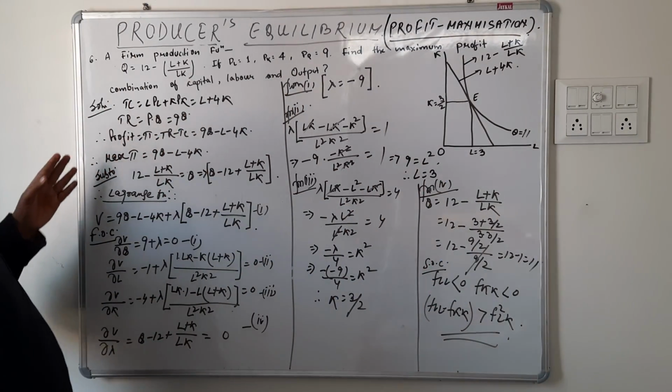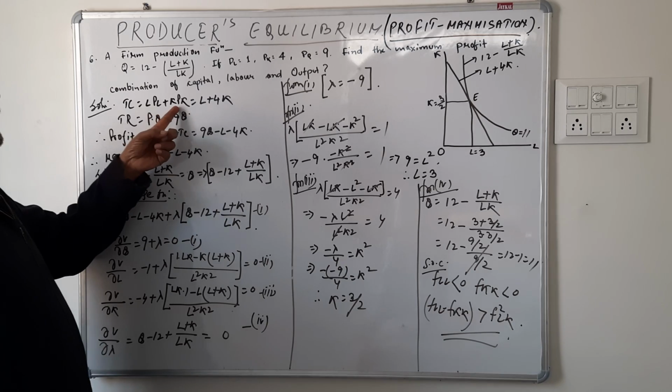So come on the sum. This is the TC function, L times PL plus K times PK.